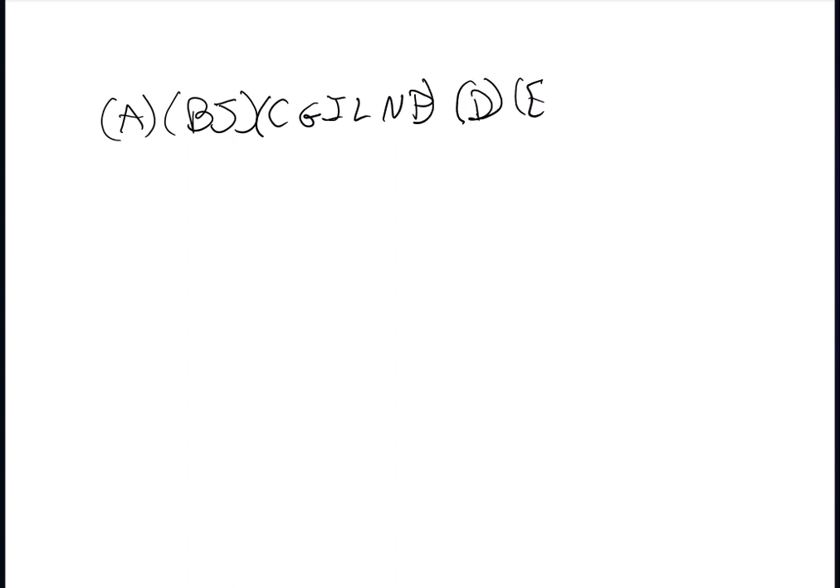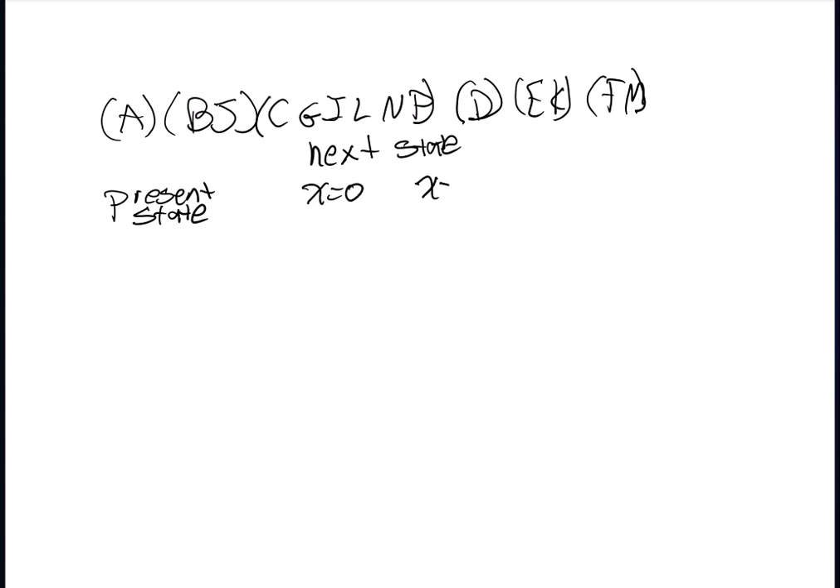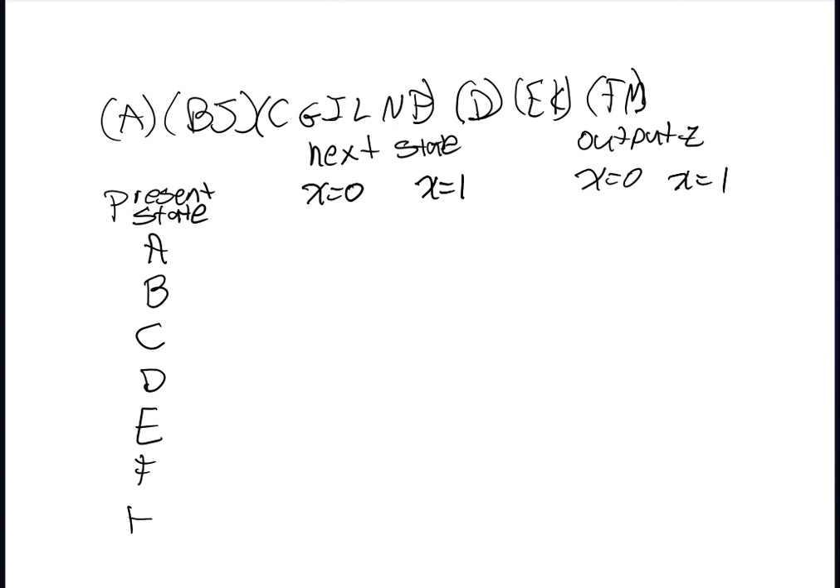Alright, let me just write down what the partition is. We have A was in its own group, and then BJ, and then C, G, I, L, N, P, and then D, and then E, K, and then F, M. And we need to have our present state, our next state, and we have a next state for x equals 0 and x equals 1, and we have our output z for x equals 0 and x equals 1, and we chose A, B, C, D, E, F, and H.